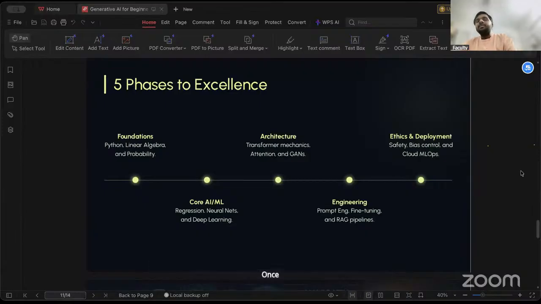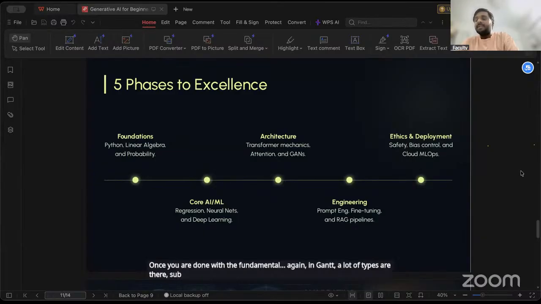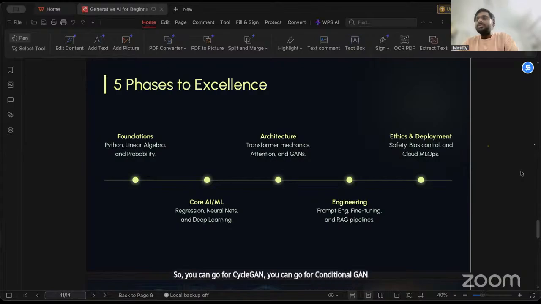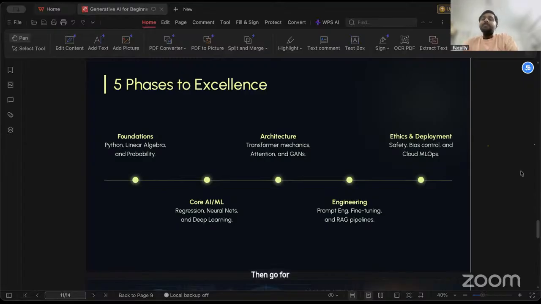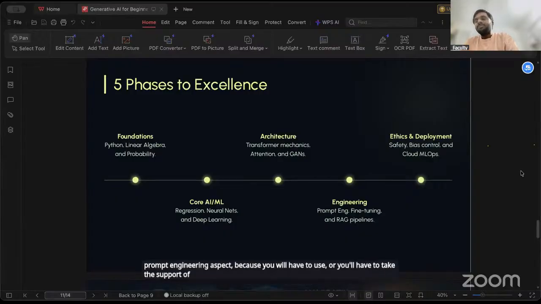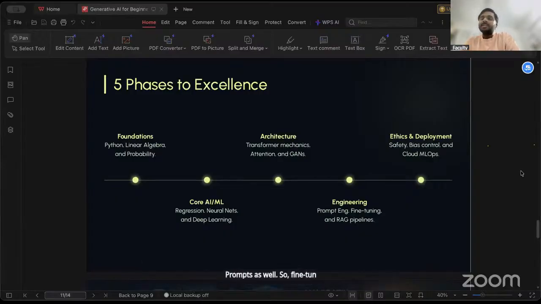Once you are done with the fundamentals, in GANs a lot of subtypes are available. You can go for cycle GAN, you can go for conditional GAN. Those things you can also explore as per your data and your requirement. Then go for fine tuning, hyperparameter tuning, then go for the prompt engineering aspect, because you will have to take the support of prompts as well. So fine tuning of prompts is another important thing.